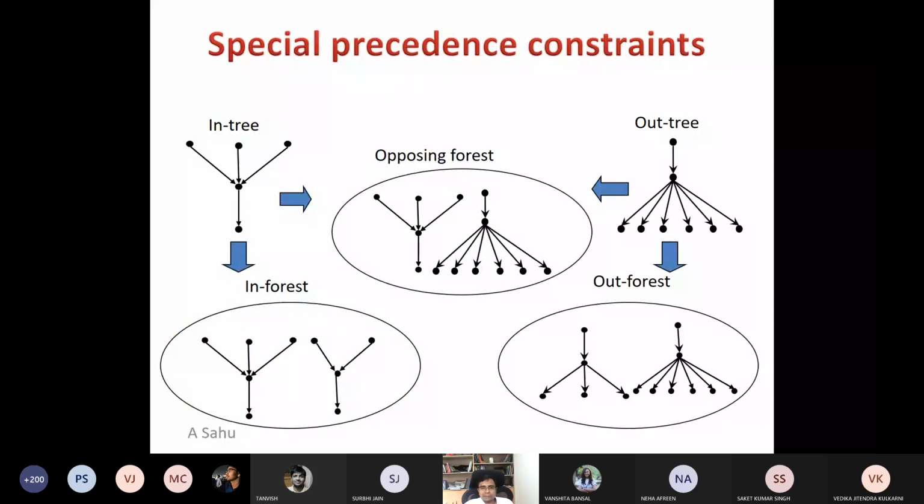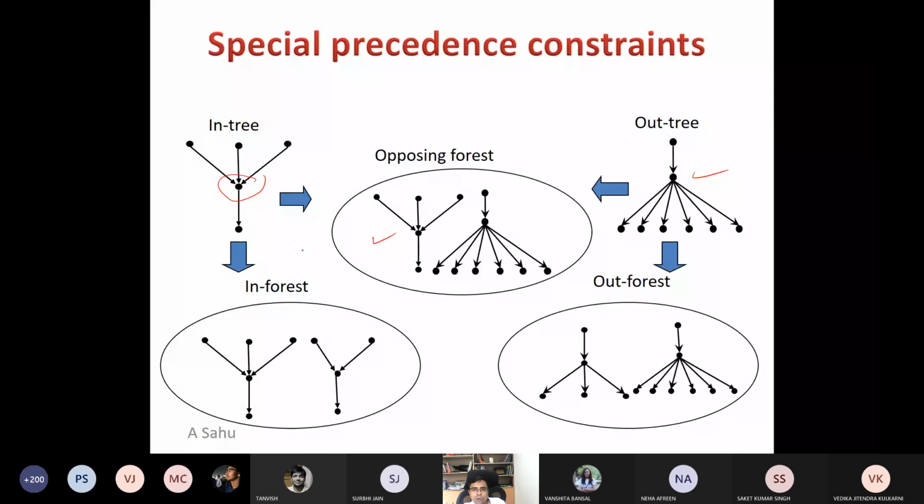What is an in-tree? So this is an in-tree. For a particular node, all edges are incoming and then outgoing. So this is an in-tree. This is an opposing forest. This is an out-tree.